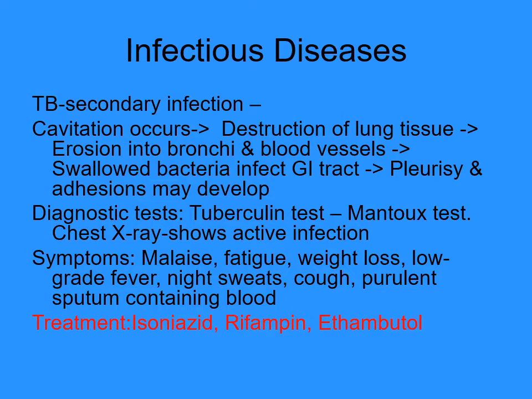The diagnostic test is the tuberculin test, the Mantoux test. Chest x-rays show active infection, and symptoms are malaise, fatigue, weight loss, low-grade fever, night sweats, cough, purulent sputum containing blood. Treatment: isoniazid, rifampin, and ethambutol.